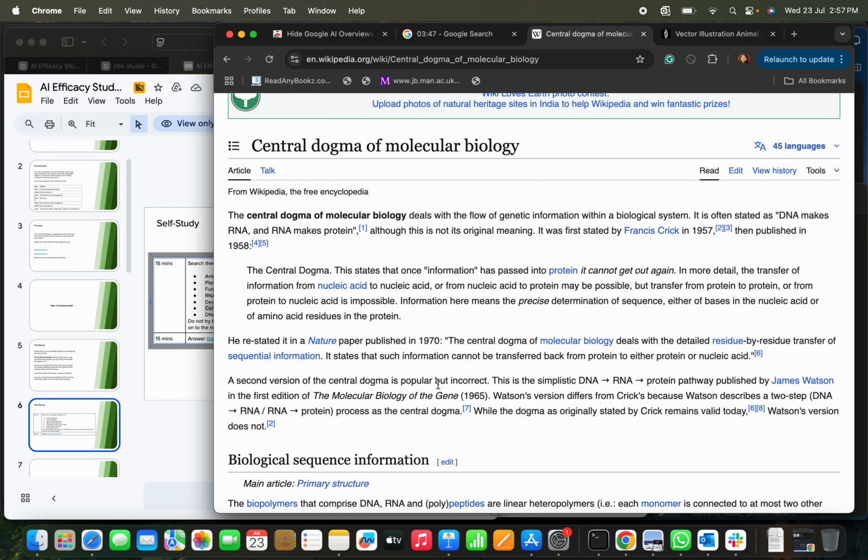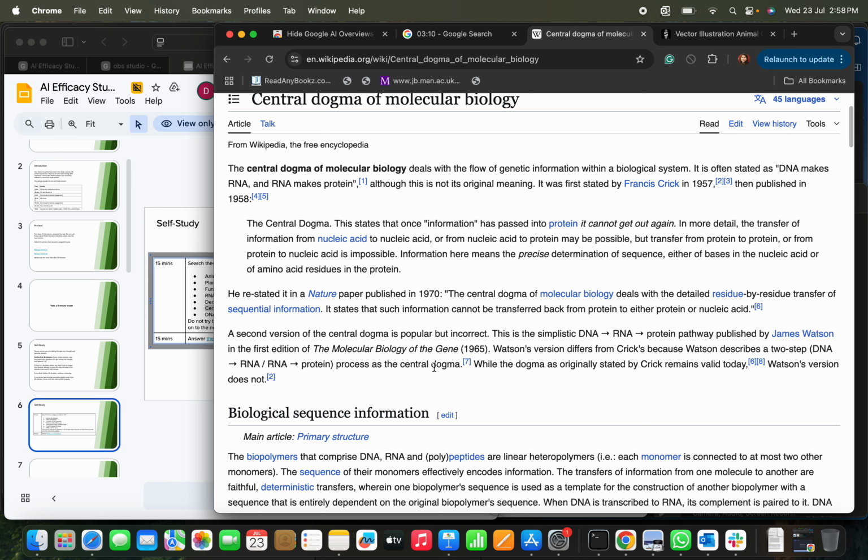Right. Although this is not its original meaning, it was first stated by Francis Crick. It states that once the information has passed into protein, it cannot get out again. In more detail, the transfer of information from nucleic acid to nucleic acid or from nucleic acid to protein may be possible. The transfer from protein to protein or from protein to nucleic acid is not. Okay, the flow of information is unidirectional. So I can transfer information from a nucleic acid to nucleic acid or to protein, but from protein to nucleic acid is not possible.